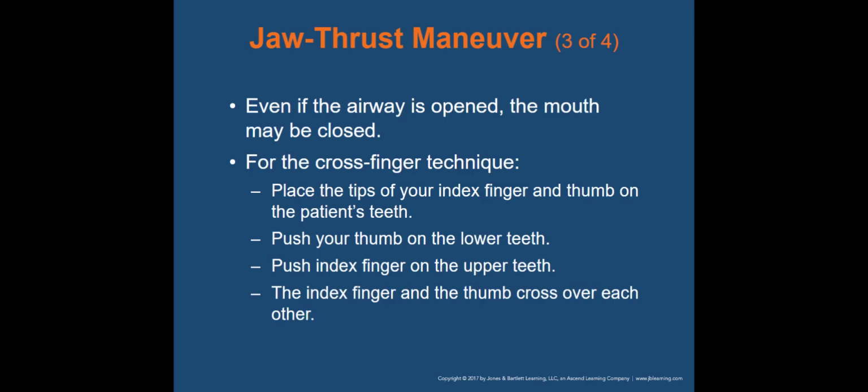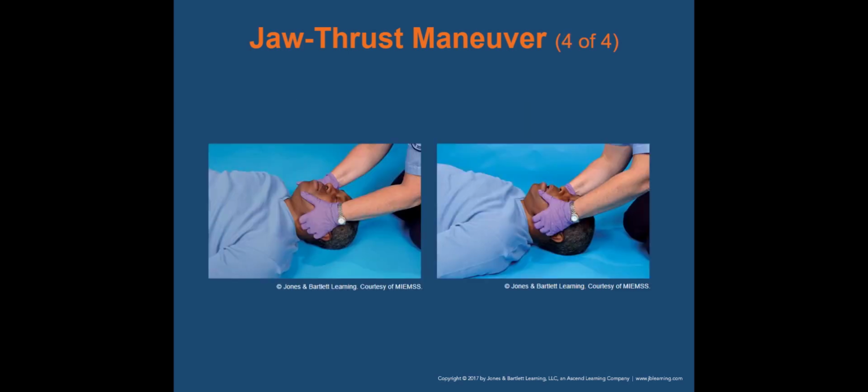Even if the airway is open, the mouth may be closed. So you might have to open the mouth with a cross-finger technique, where you place your index finger and thumb on the patient's teeth, cross them over, and then open them up. The reason you do that is it gives you the most strength compared to just trying to pinch or grasp and push apart. If you do a crossover maneuver, then you have a little bit more strength. I guarantee if somebody's teeth are clenched, it's very difficult, if not impossible, to actually open the teeth.